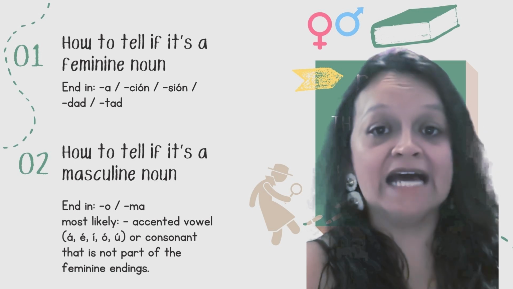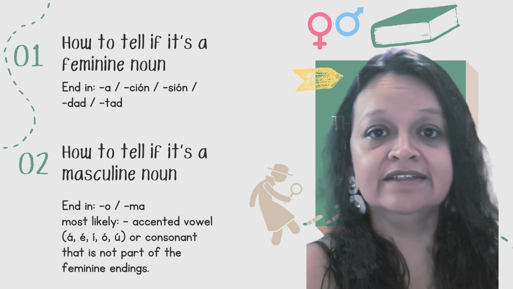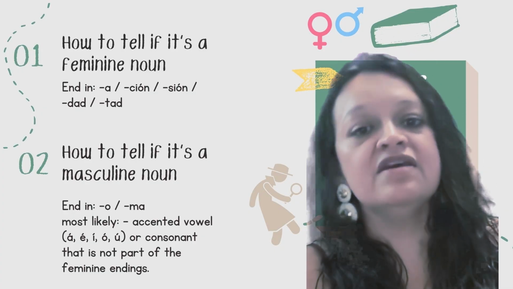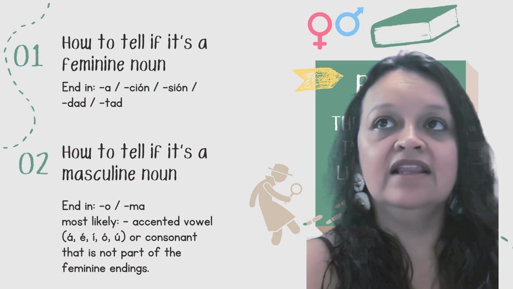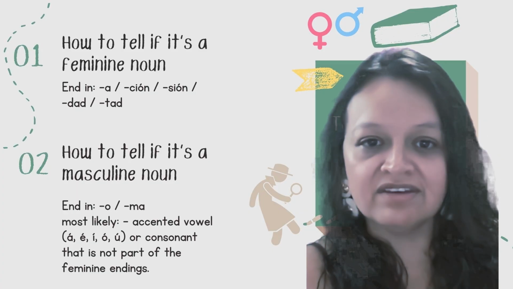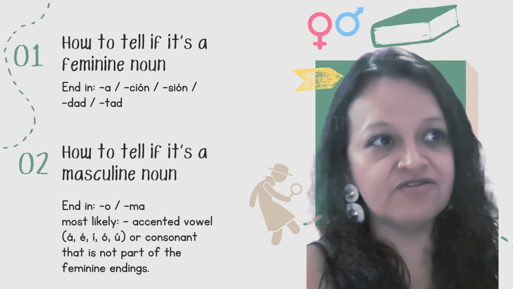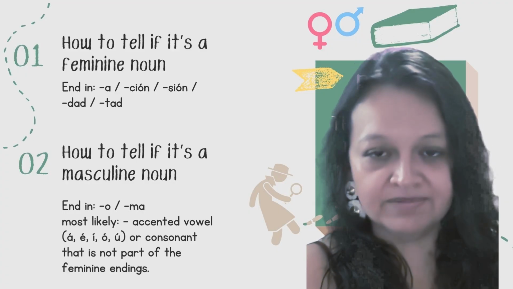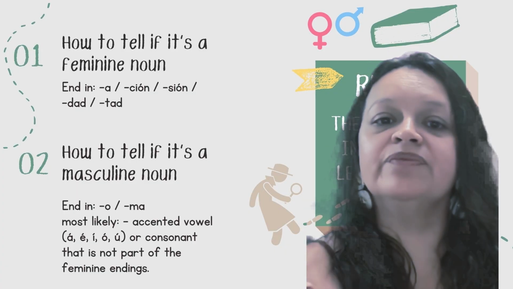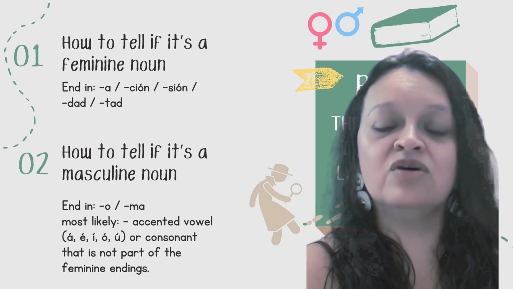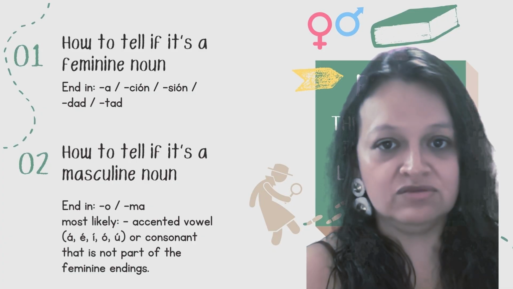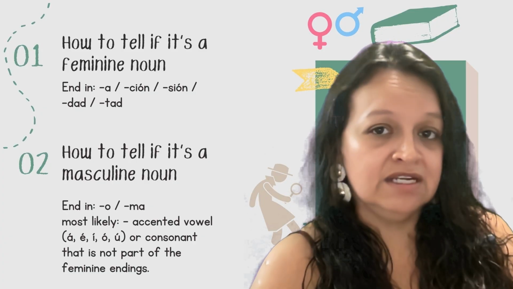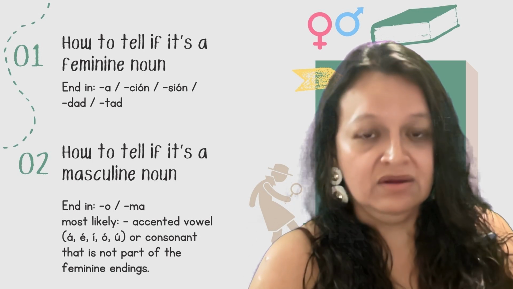If it ends in dad, D-A-D, como ciudad, la ciudad, it's feminine. And if it ends in tad, like libertad or lealtad, freedom and loyalty, la libertad, the freedom. So those endings make feminine nouns. Remember that these are very good clues to understand which non-living nouns are masculine or feminine, right?